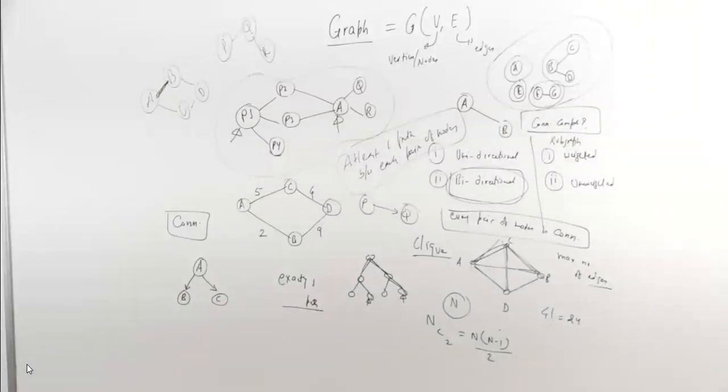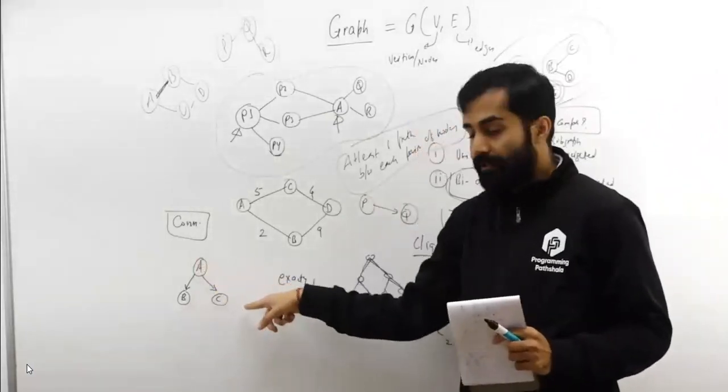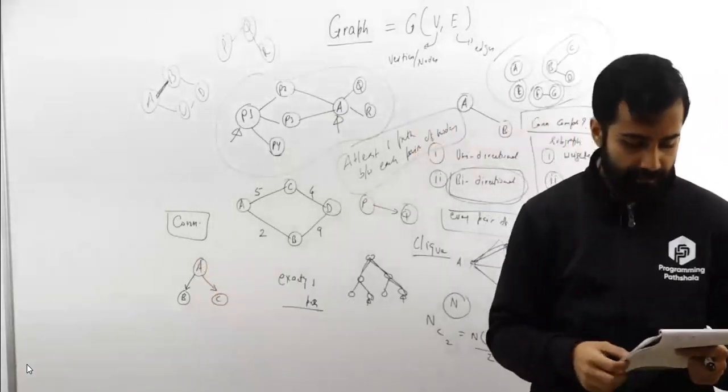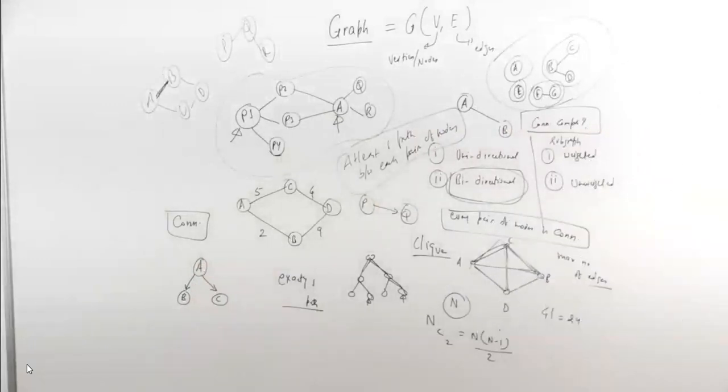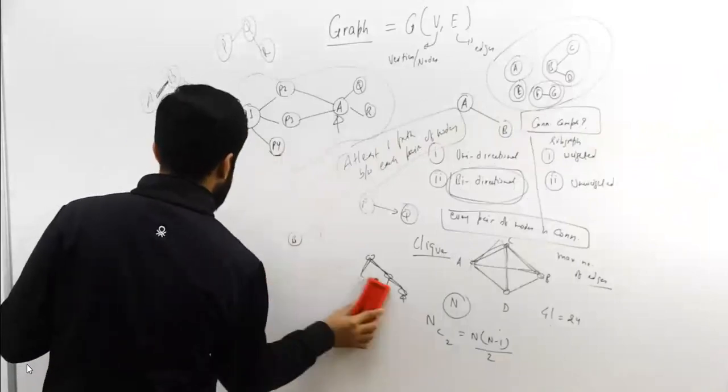Let me ask you one simple question. Can I go from B to A? Then how can you say it is connected? Is it connected? Yes, no? The answer is no, it's not connected. So keep this thing very clear in your mind. If you have been given directed edges or unidirectional edges, you have to be super careful about that. Okay, great. Let's move.